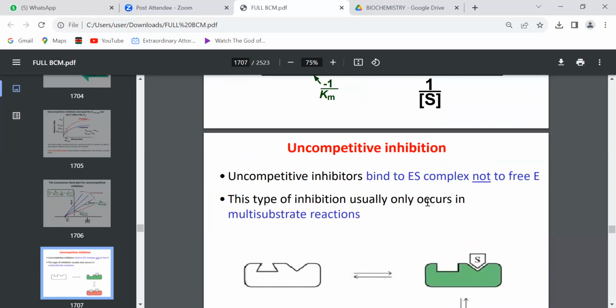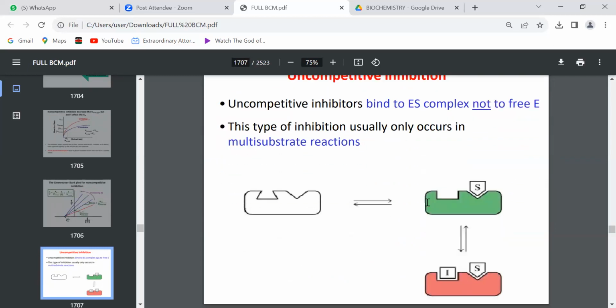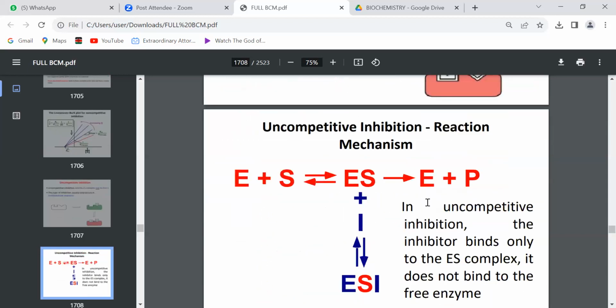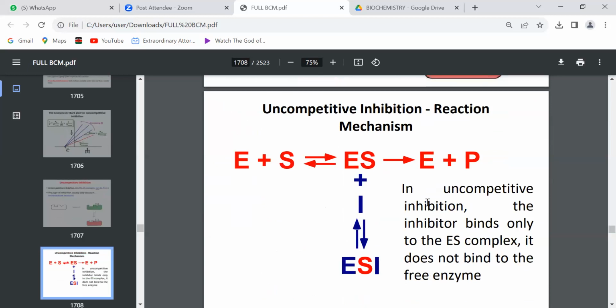And finally, we have uncompetitive inhibition. Uncompetitive inhibitors bind to the enzyme-substrate complex and not the free enzyme. Once the enzyme has reacted with the substrate to form the enzyme-substrate complex, an inhibitor binds to that complex. Once it binds, the complex cannot proceed with the forward reaction to form the enzyme and the product. Instead, it forms the enzyme-substrate-inhibitor complex.